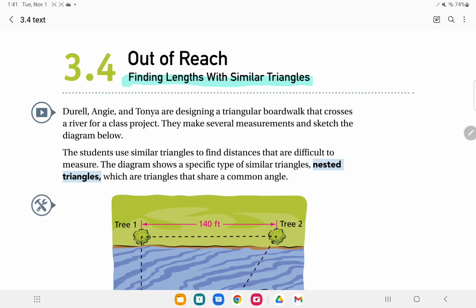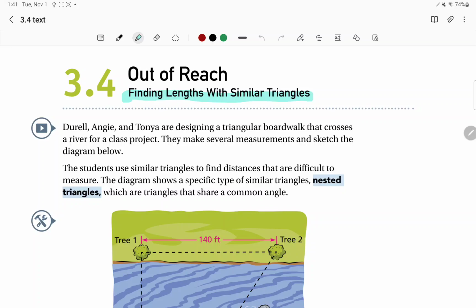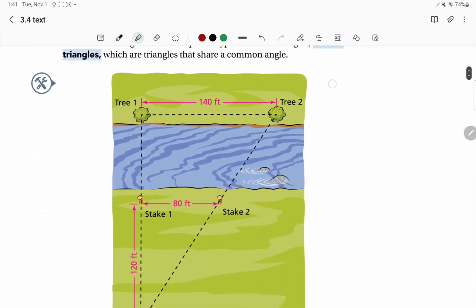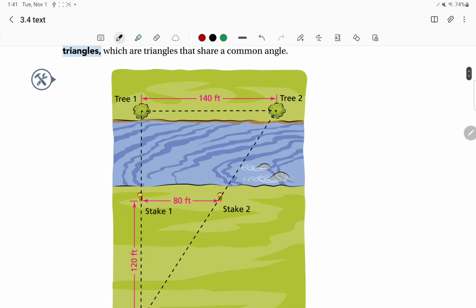Now that we have a review of ratios and proportions, let's get back into 3.4 Out of Reach. So let's understand the story that we are being told here. Darrell, Angie, and Tanya are designing a triangular boardwalk that crosses a river. They make several measurements and sketch the diagram below. So this is your lab sheet.